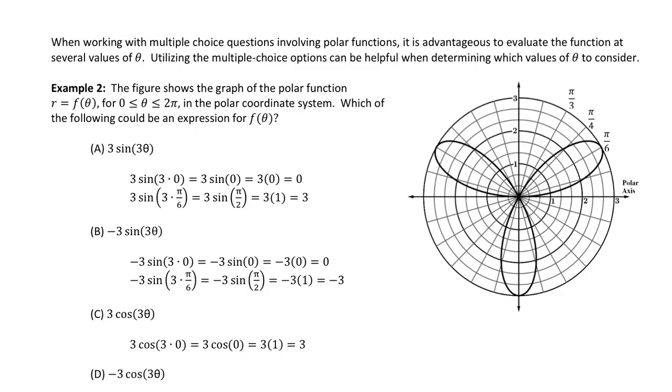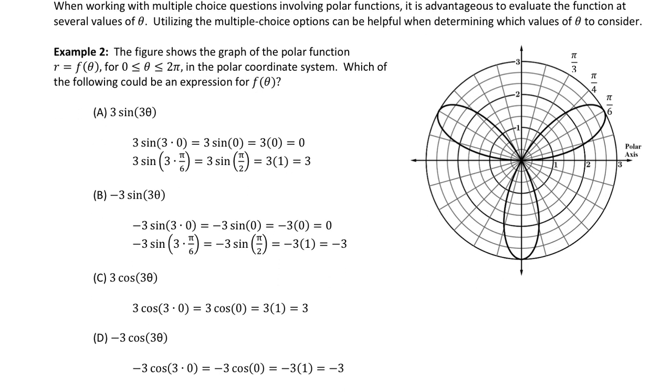So in example 2 here, I've actually worked this one entirely out. That's why it looks like there's a whole lot of writing here. It's because it's a multiple choice question with my work typed on here. It says the figure shows the graph of the polar function r equals f of theta between 0 and 2 pi in the polar coordinate system. Which of the following could be an expression for f of theta?